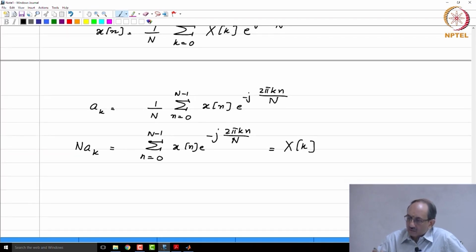In fact, the famous Cooley-Tukey paper of 1965, which talks about the fast Fourier transform or FFT, which we are going to discuss after we are done with the DFT and its properties, had the title "An Algorithm for Machine Computation of Complex Fourier Series." They did not say FFT or DFT.